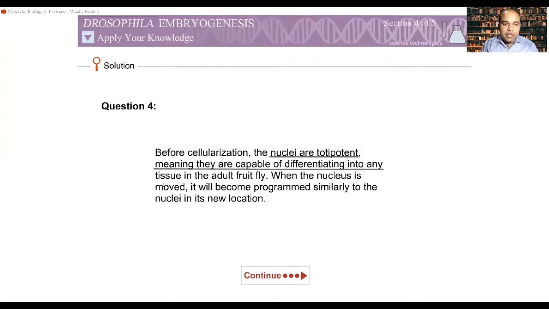They have the ability to get differentiated into tissues in the adult fruit fly. When the nucleus is moved, it becomes programmed similar to the nucleus in the new location. As the nucleus moves, the nucleus gets reprogrammed. As the nucleus gets reprogrammed, it will form the same type of structures, and no difference, no mutation will be produced in Drosophila melanogaster.